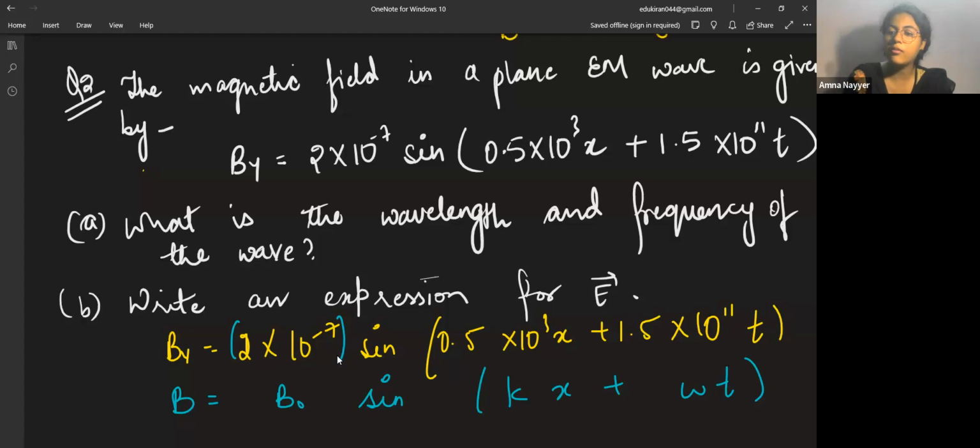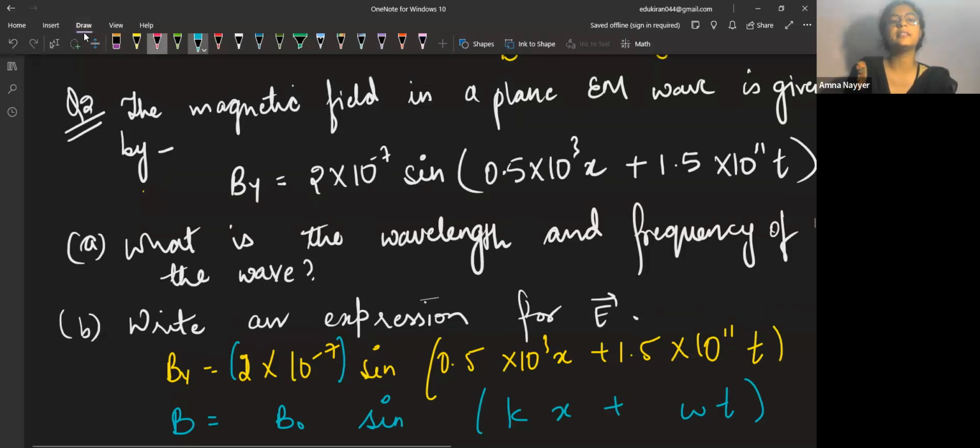If wave number was asked, then you would have directly used 0.5 into 10 to the power 3. Omega, angular frequency, is 1.5 into 10 to the power 11. But none of these are asked. You are asked wavelength. When we are calculating wavelength, I told you there's a relation between the wave number and the wavelength.